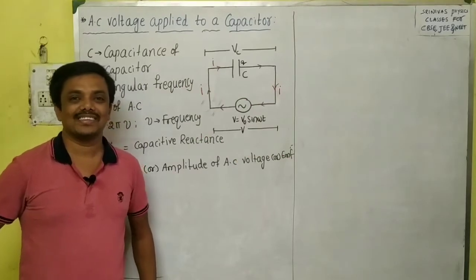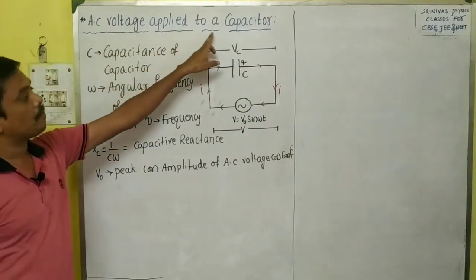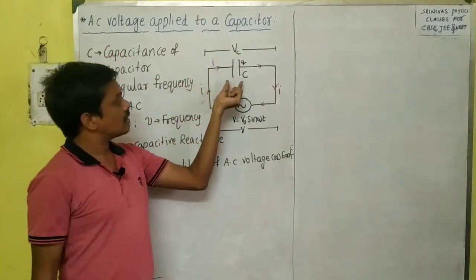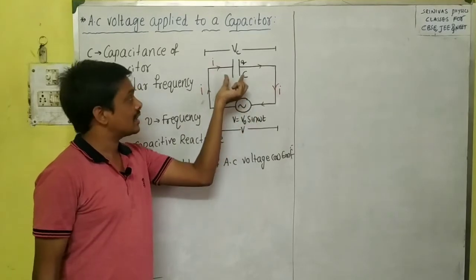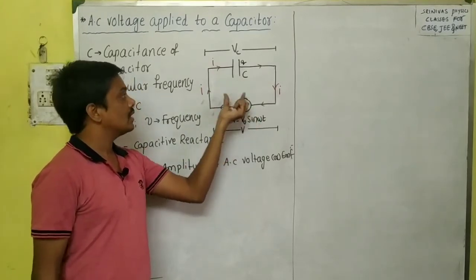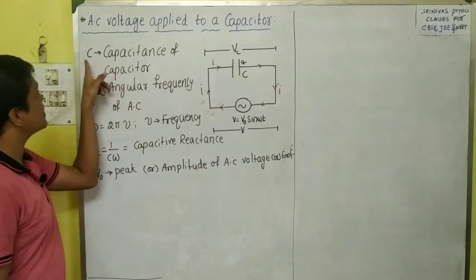Hi to all. Today's topic is AC voltage applied to a capacitor. I am applying the AC source. I am connecting the AC source to a capacitor. This is the AC source symbol. We are connecting this to a capacitor. This capacitor's capacitance is C.